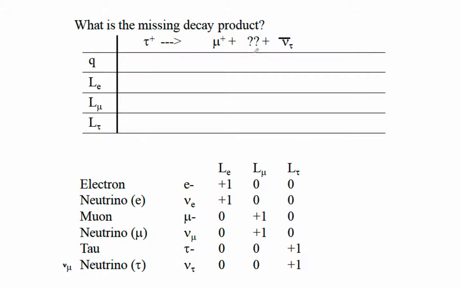Okay, let's see. Let's figure this out. So this guy is something, right? And we got to balance this side of the equation. So, let's do charge first. So plus 1, right? So this equals plus 1. And this has no charge, so I feel like it has no charge, right? This thing can't have charge because the charge is already balanced.